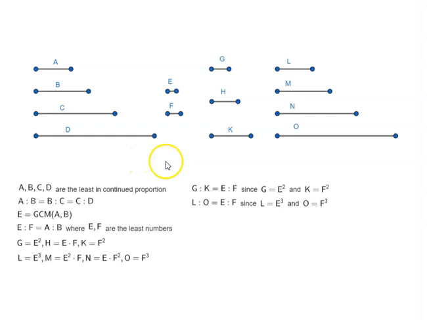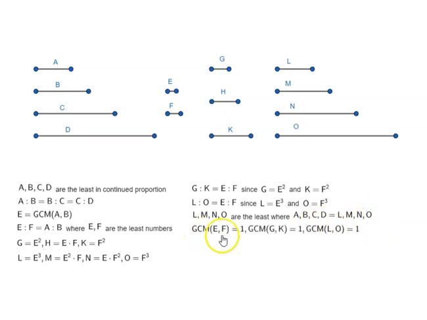And since we used our previous proposition to build this, we know L, M, N, O are the least, where A, B, C, D is equal to L, M, N, O. That means basically A is equal to L, B is equal to M, C is equal to N, and D is equal to O. GCM of E and F is equal to 1, because remember, E and F are the least numbers which form this proportion. So that means they are relatively prime.